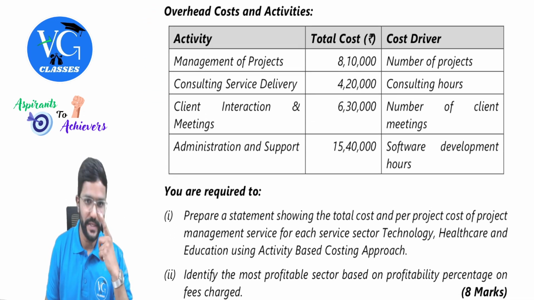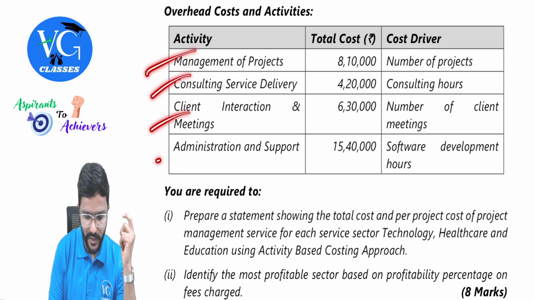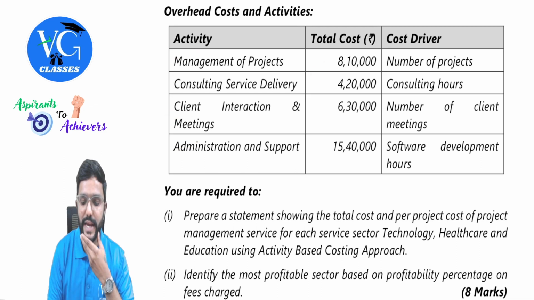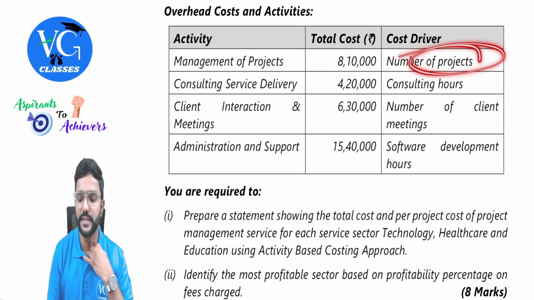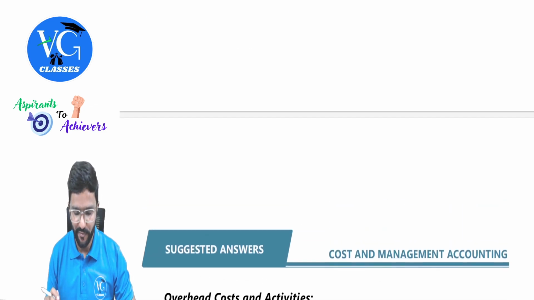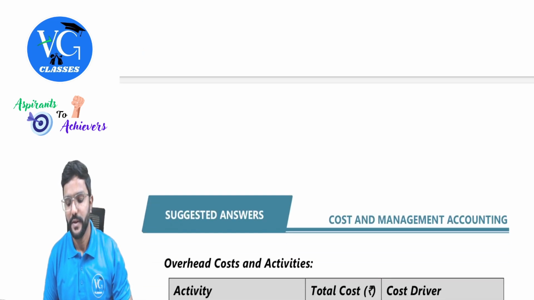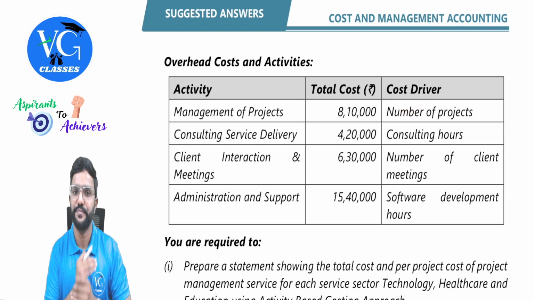Overhead cost and activities. So there are totally four types of activities. Activity management of projects, total cost is 8,10,000. Number of projects is the cost driver. Number of projects means in what ratio? 20 is to 10 is to 10 is the ratio.